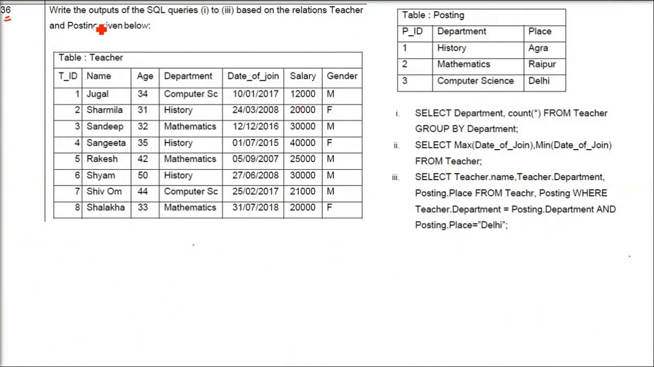Next is: write the outputs of the SQL queries 1 and 3 based on the relations teacher and posting given below. So this is a table. There are 2 tables. Now the second table will only come in the third question. First and 2, let us see. So first is select department and count star from teacher group by department.